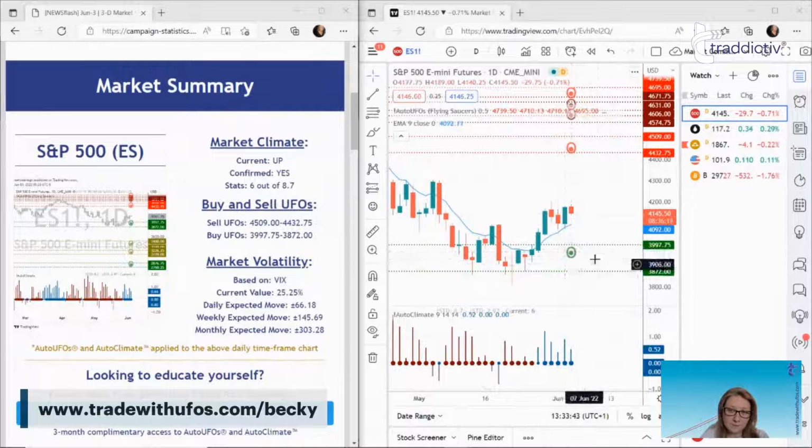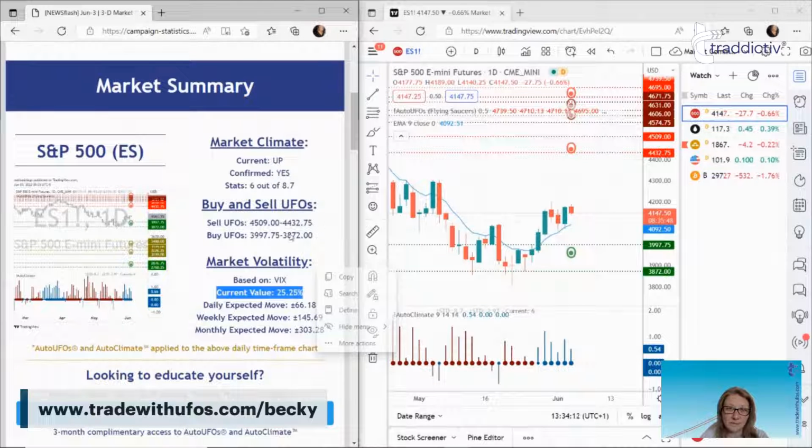Now we have buyers here between 3997.75 to 3872. We have sellers here between 4509 to 4432.75. It's unlikely that we're going to hit either buyers or sellers today. So the probability to the upside is coming here from the climate. So that's the S&P 500. Now with volatility, we would expect movement up or down in 1 year of 25.25%. So in a day, that is 66.18 points.